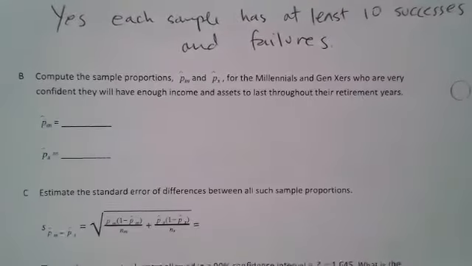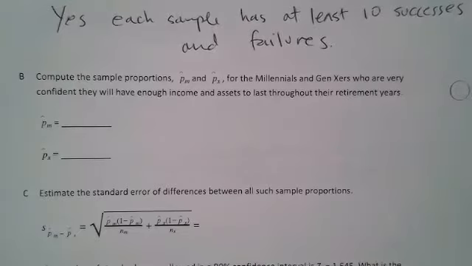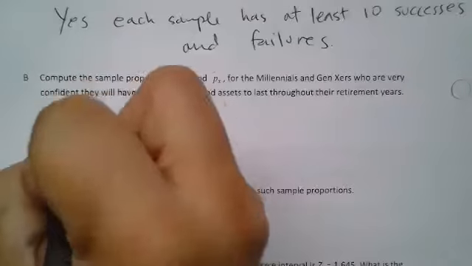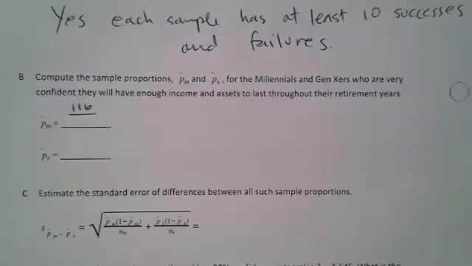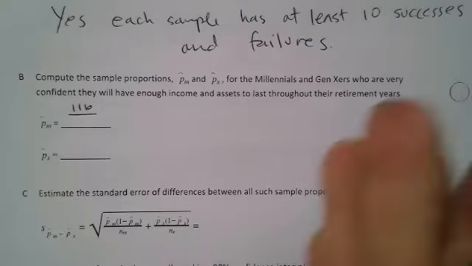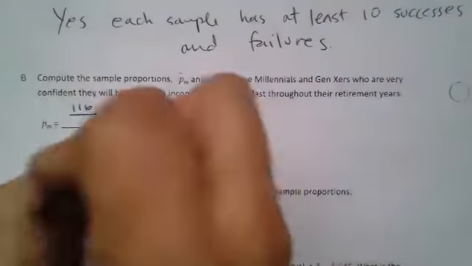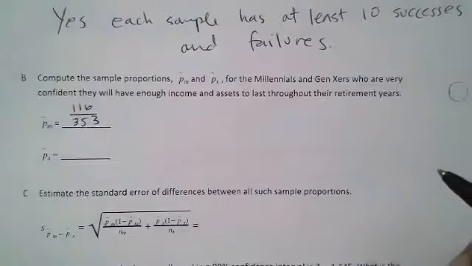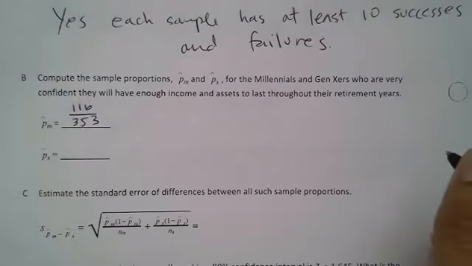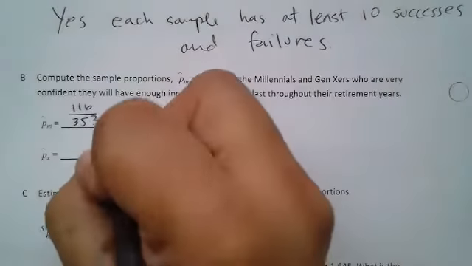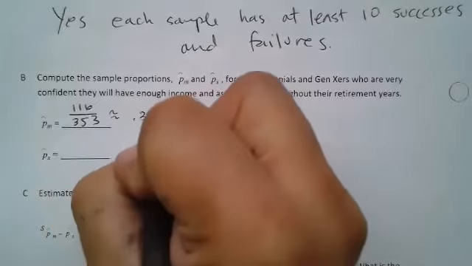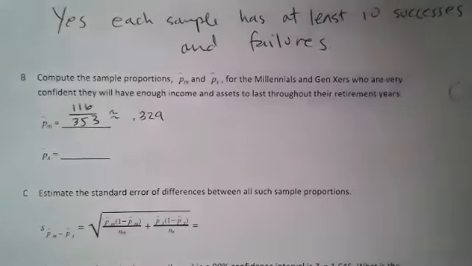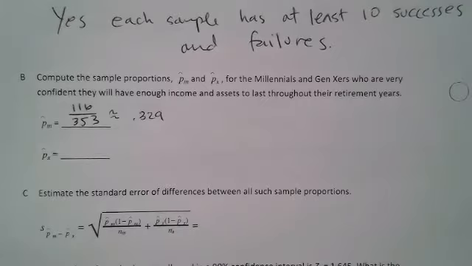Next one, can we compute the sample proportions? Yes. What is P hat M? 116 over 353. Yes, very good. Okay. So 0.329, right? Yep, that's right.